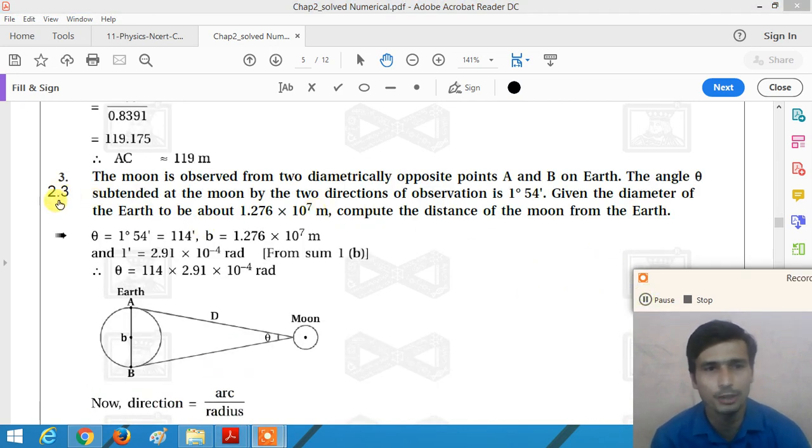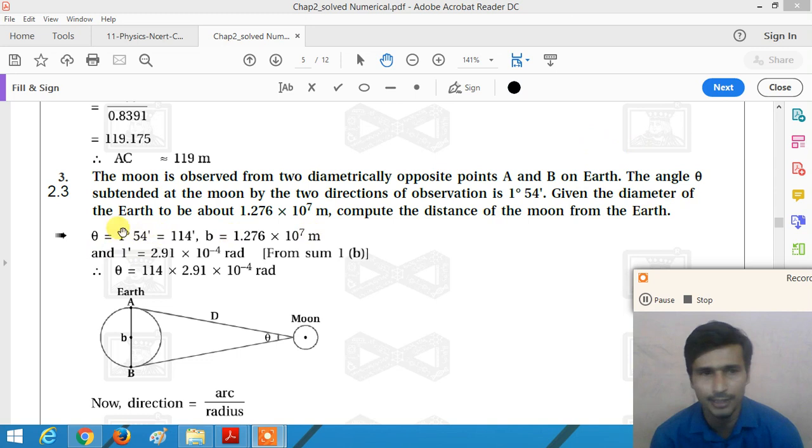Now example number 2.3. The moon is observed from two diametrically opposite points A and B on the earth, right? The angle theta subtended at the moon by the two directions of observation is 1 degree and 54 minutes. So this angle at the moon, observed from the two different directions from B and from A, is 1 degree and 54 minutes. So angle theta is given to you as 1 degree and 54 minutes.